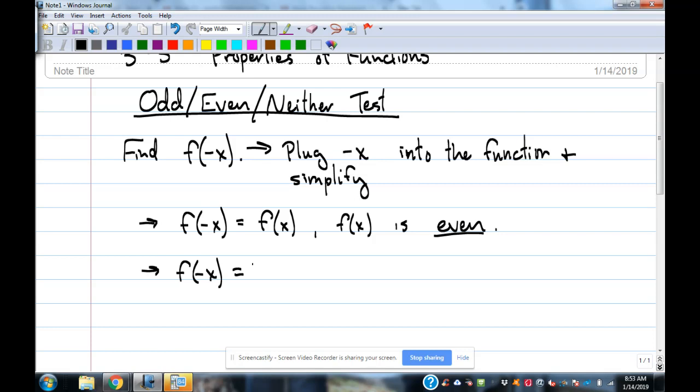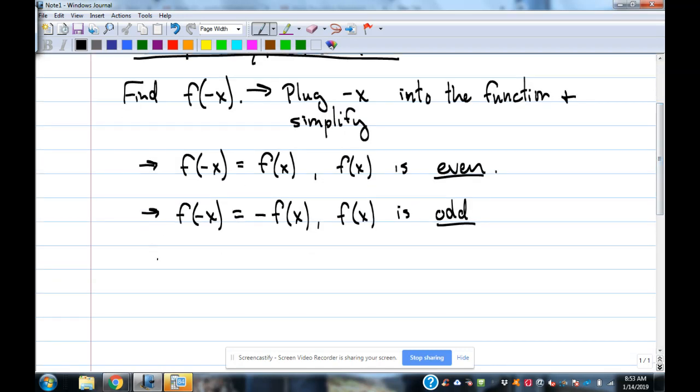If I plug in negative x into the original function and I get the opposite back, that means everybody's sign changed. Has to be everybody. It's all or none. Okay? So if everybody's sign changed, then f of x is odd. We're going to get some examples of this in just a minute. Some actual functions.